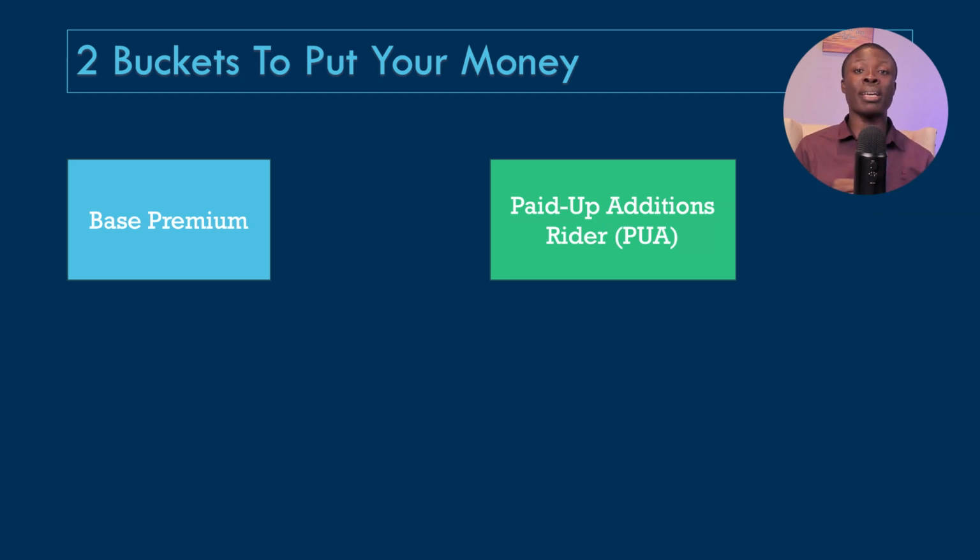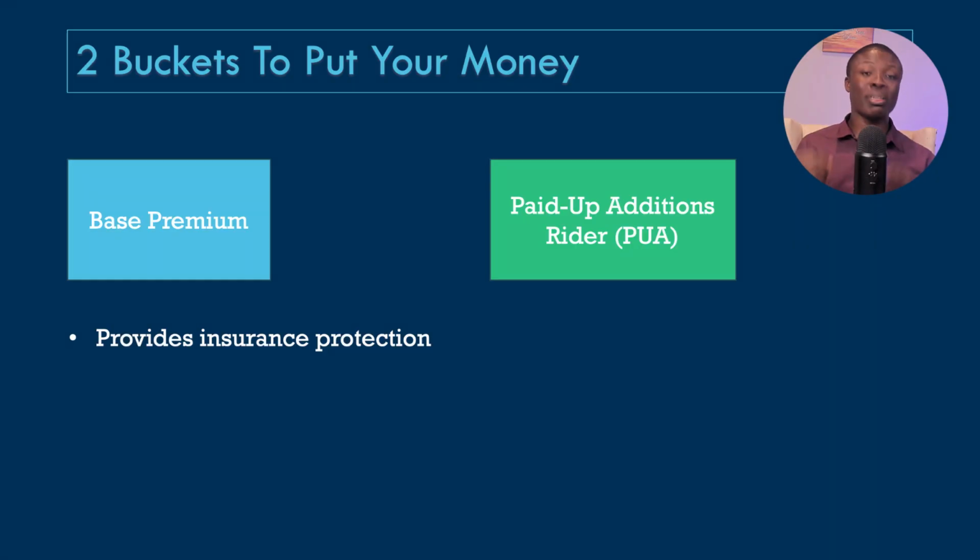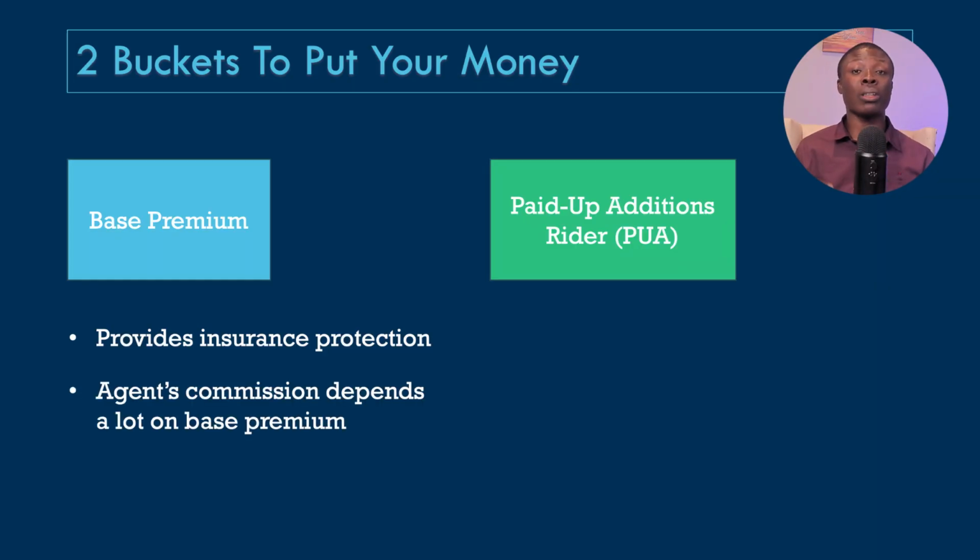The base premium is the part which buys you life insurance or the protection. For example, if you pay $10,000 per year towards the base premium, don't expect to see much in cash value in the first or second year, depending on the product. This is because the insurance company overcharges you upfront for the death benefit. But starting from year 2 or 3, again, depending on the product, you start to see some of the money coming into your cash value. Now, the amount of commission an agent gets depends a lot on the base premium. The higher the base premium, the more commission the agent earns.